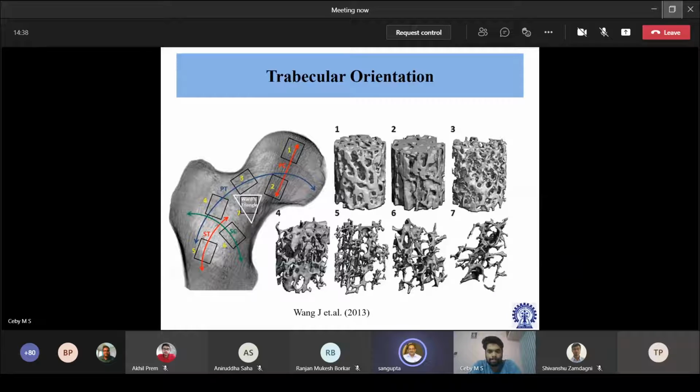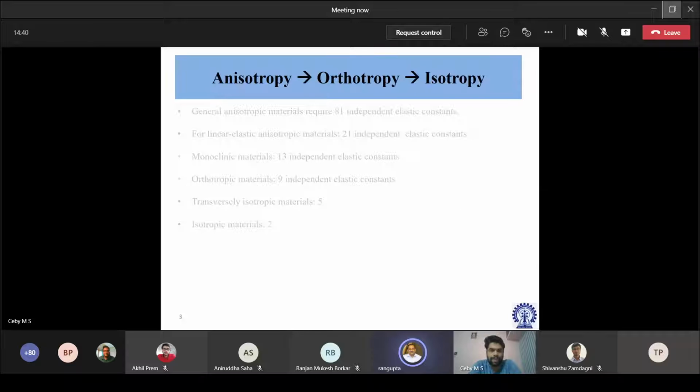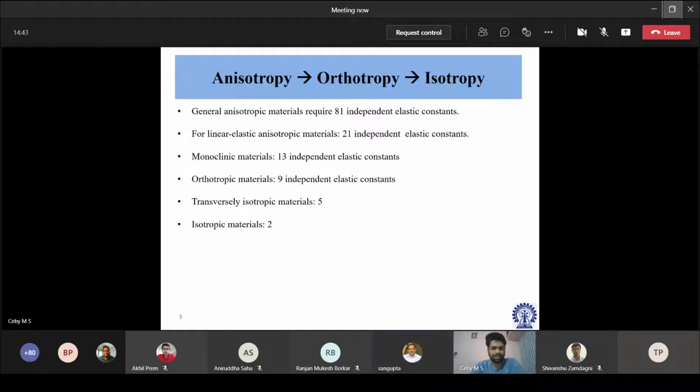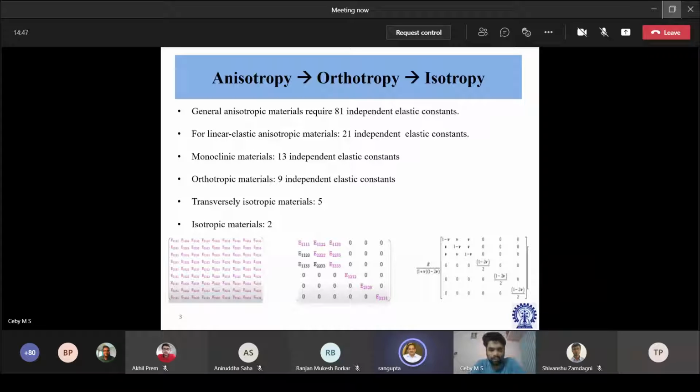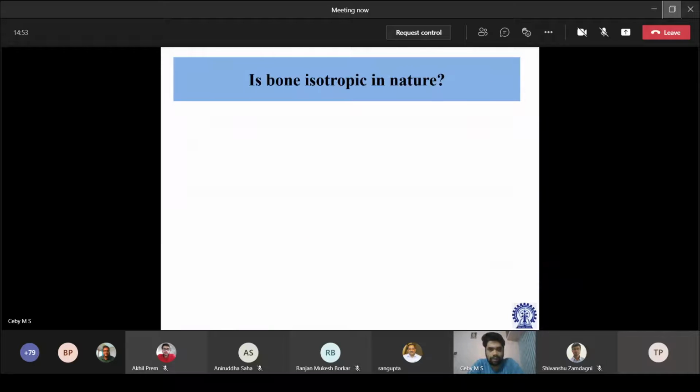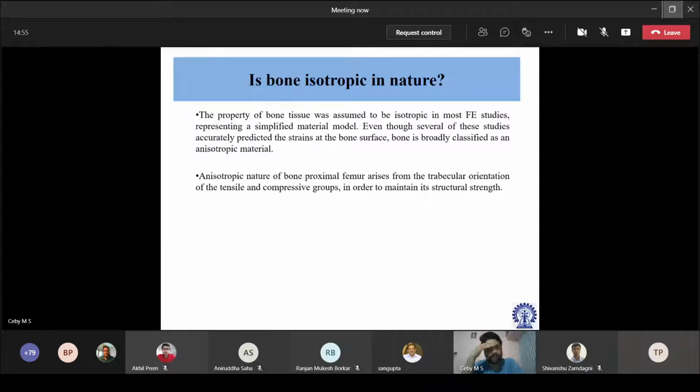As we all know, these are just basics, so I'll skip this one. I have just shown the elastic tensor over here. As I already mentioned, is bone isotropic in nature? In reality, it's not isotropic, because at the microscopic level, bone trabeculae is porous. So we can't actually say it's isotropic.